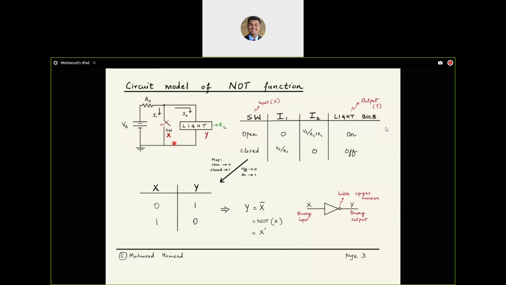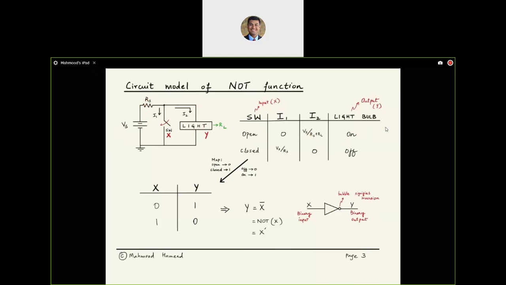And with this new model, if I lay out a similar table which monitors the state of the switch with input X, current I1, which is flowing through the switch, current I2, which is flowing through the light bulb, and the state of the light bulb represented by the output variable Y, I have still two entries because the switch again can be in one of those two positions, on or off, open or closed. So when the switch is open, no current can flow through the switch, so all the current will have to flow through the light bulb, turning it on. And in this case, I2, the current through the light bulb, will be Vs divided by the sum of these two resistors because they will effectively be in series.